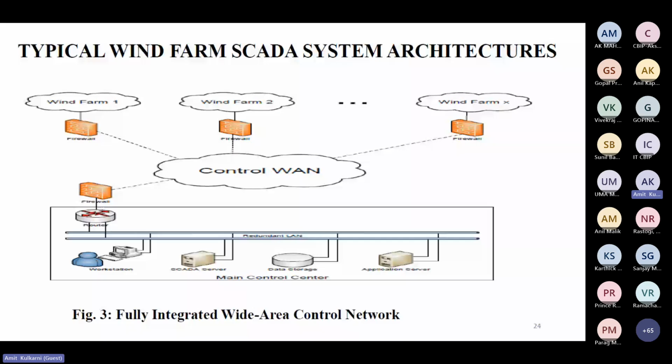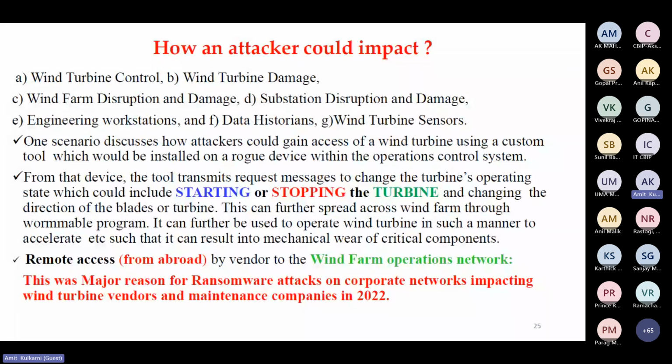Now, with this basic information of wind farms, their interconnection, their communication system, and how they are connected to the control centers, before going to the case studies we'll try to understand how an attacker could impact these wind farms or wind turbine systems. They can have an impact on wind turbine control. A wind turbine can be damaged. A wind farm can be disrupted or damaged. So also the substation to which the wind farm is connected can be disrupted or damaged.